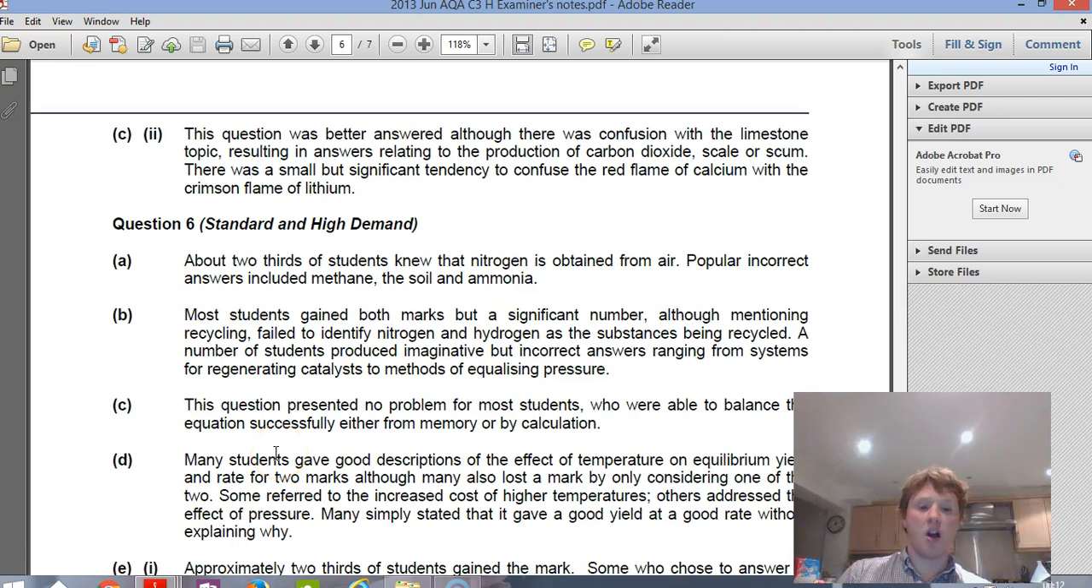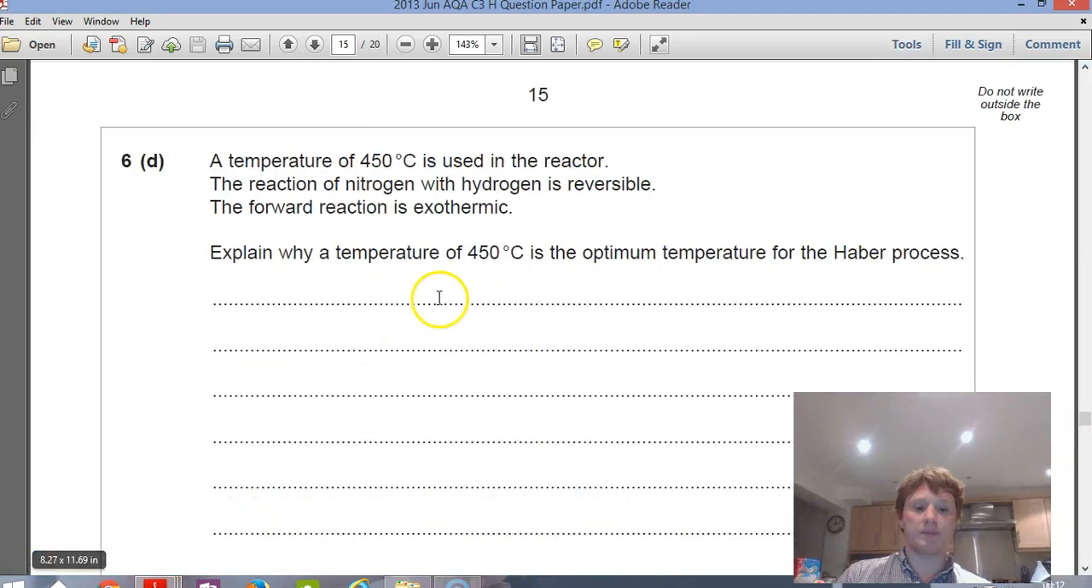Balancing equation is fine. You can try to memorise the equation because it's an important one. Students lose marks for considering only one of the two, so make sure you answer all the questions asked of you in the exam. And we said good yield rate, you need to explain why.